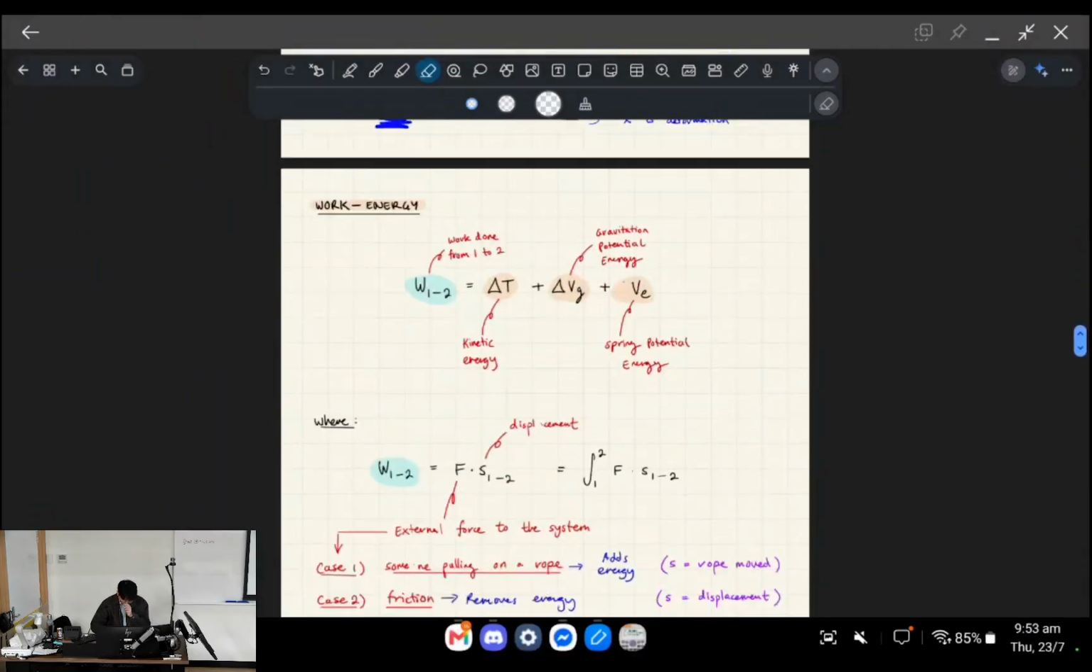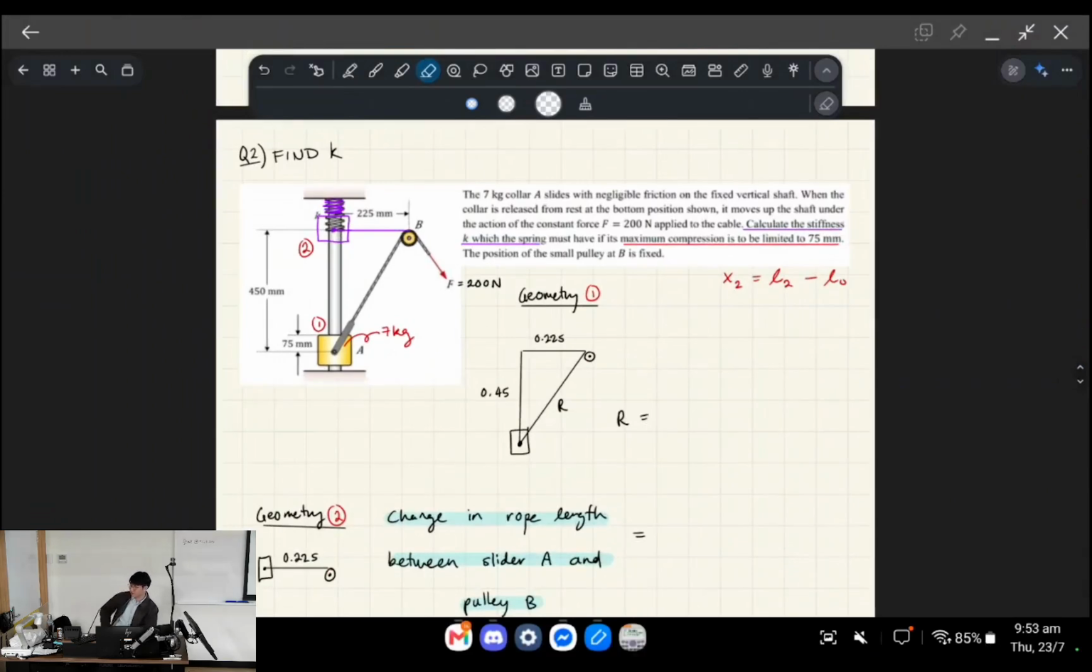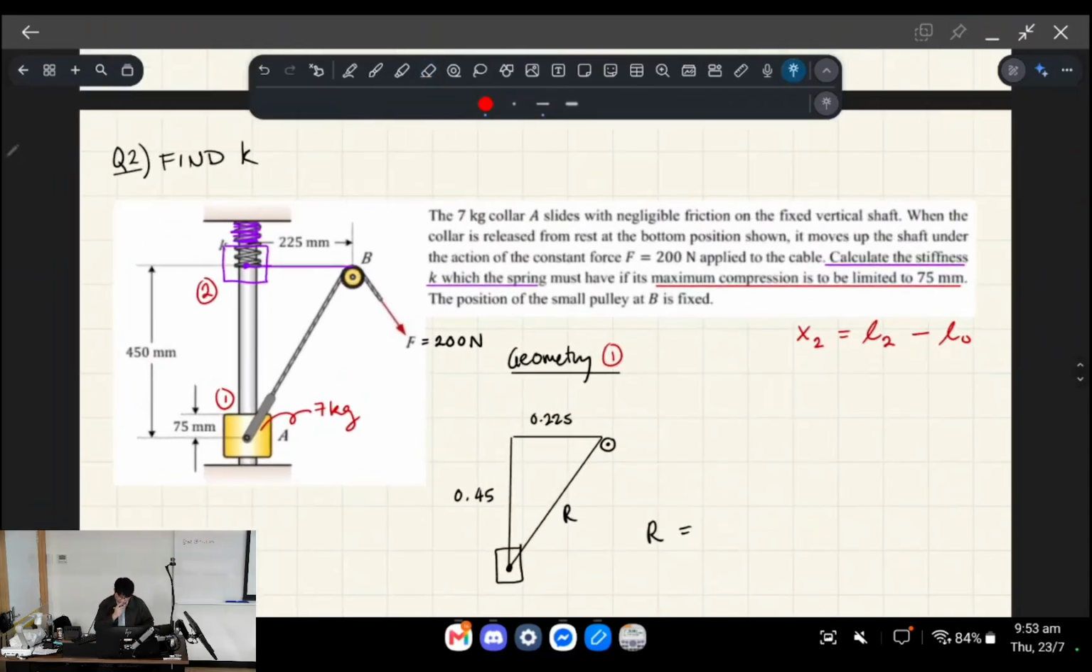Cool. Let's do question 2. So this is what it looks like. Let's get it up on my phone. Okay. So what's going on with this question? Okay, I'll explain how the system works. Let me just erase this stuff that I've drawn on it for now.